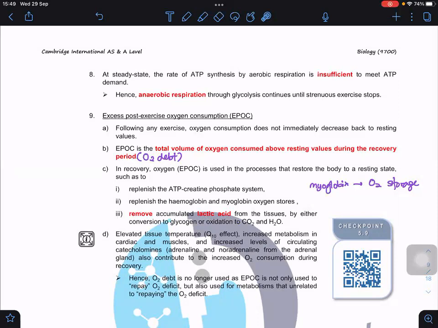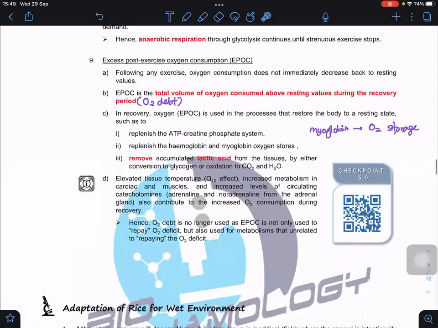So why don't we use the term oxygen debt? Because when you have vigorous exercise, your body tissue temperature increases due to the Q10 effect that we learned before. So we increase the metabolism in the cardiac and muscle tissue, and increase the level of circulating catecholamines. That means when you run, you produce adrenaline and noradrenaline from the adrenal glands, which contribute to the increase of O2 consumption during recovery. So we don't use O2 debt anymore, because EPOC is not only used to repay the O2 deficit, but also used for metabolism unrelated to repaying the O2 deficit.